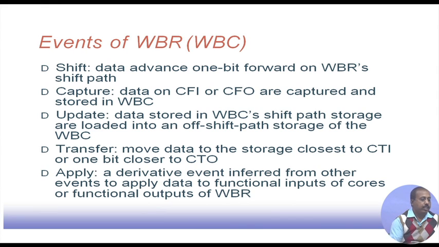Then transfer. It says move data to the storage closest to CTI, or 1 bit closer to CTO. From CTI it will go to the next position, moving towards the CTO by 1 cycle. So, the cell test input and cell test output advance by 1 position. And apply is a derivative event inferred from other events to apply data to functional inputs of cores or functional outputs of the WBR. As I was telling, some instruction we have to load onto the IR, and then we have to say apply. So, apply will do that operation. This is basically a combination of a number of operations.